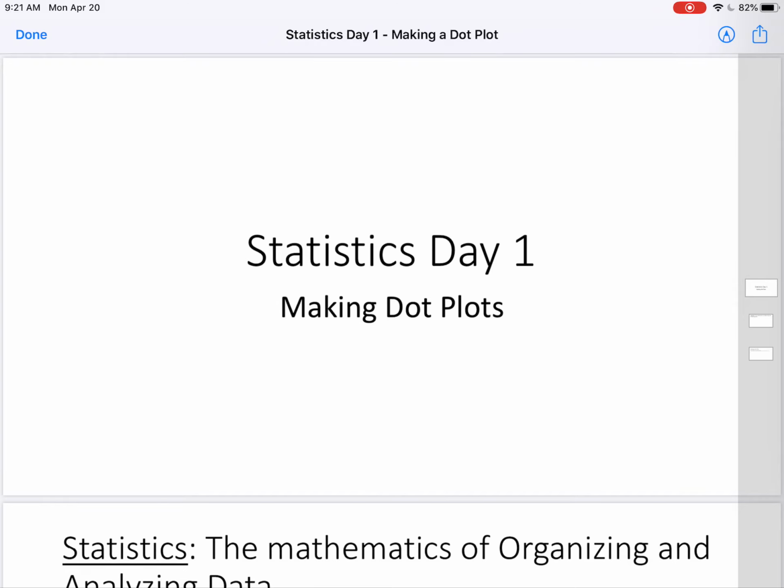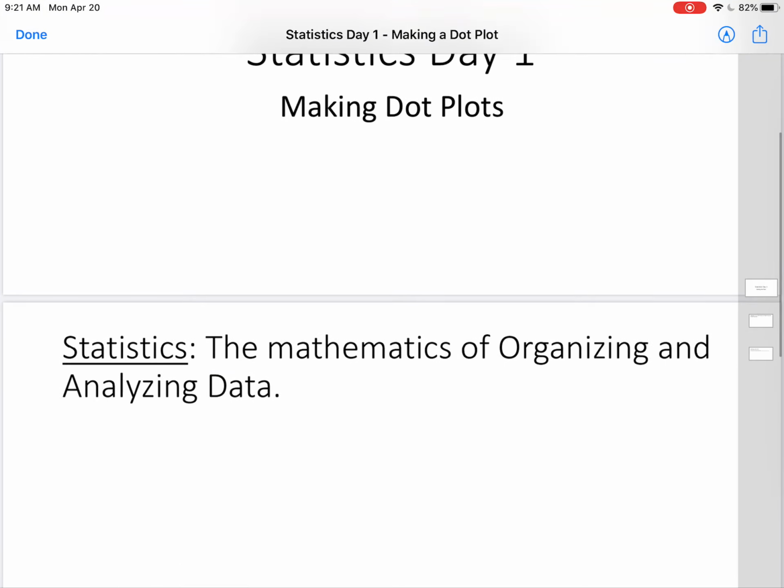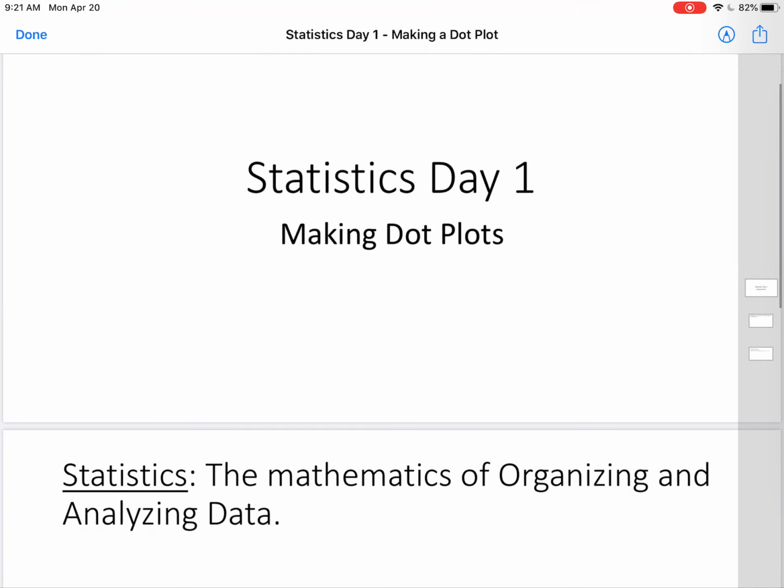Hello, today we are going to start statistics. Statistics is the mathematics of organizing and analyzing data. Data is a bunch of information. Each piece of data is called a datum, but don't worry about that, no one uses that word ever. A set of data is just called a set of data. Alright, organizing and analyzing data.